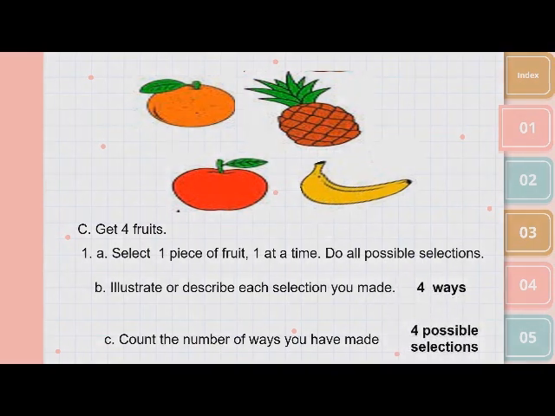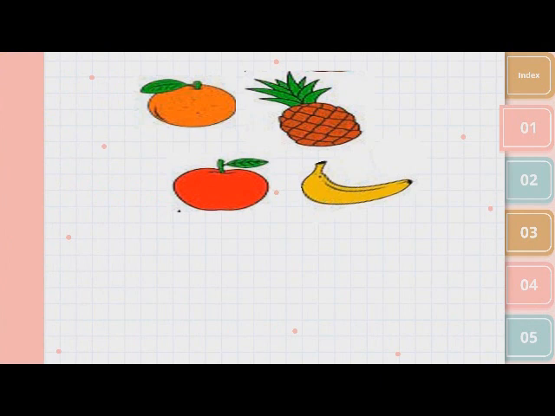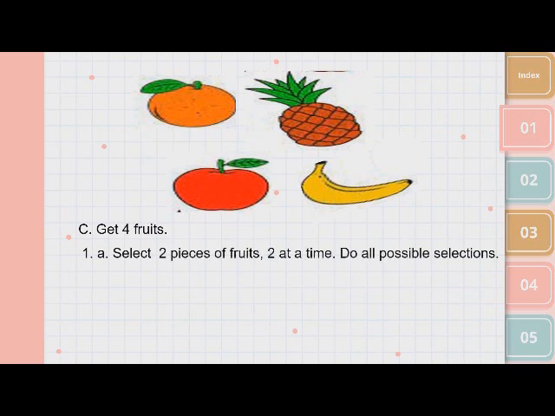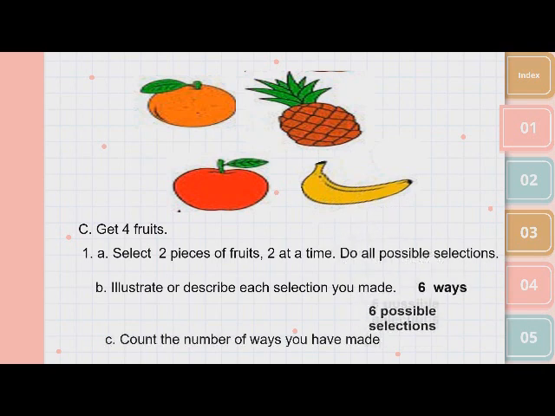Okay. So now, same problem. Four fruits. Select two pieces of fruit, two at a time. So how are you going to do it? You can have orange apple, apple banana, banana pineapple, pineapple orange, orange banana, pineapple apple. So a total of how many ways? You have six ways, and that is six possible selections. I hope you got the second one.